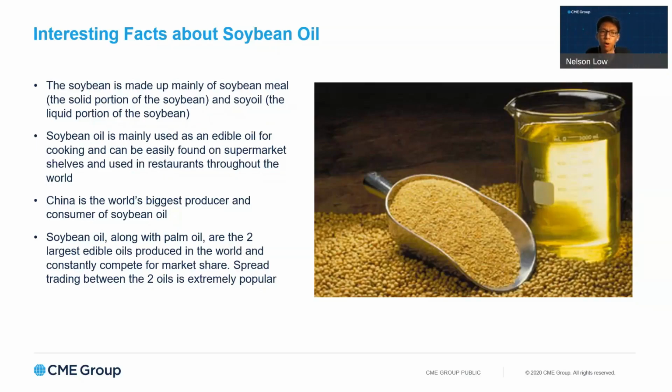Soybean oil, along with palm oil, are the two largest edible oils in the world, and they constantly compete for market share. And in the next few slides, I'll talk a little bit about the balance between these two oils and how potential trading opportunities can come from it.